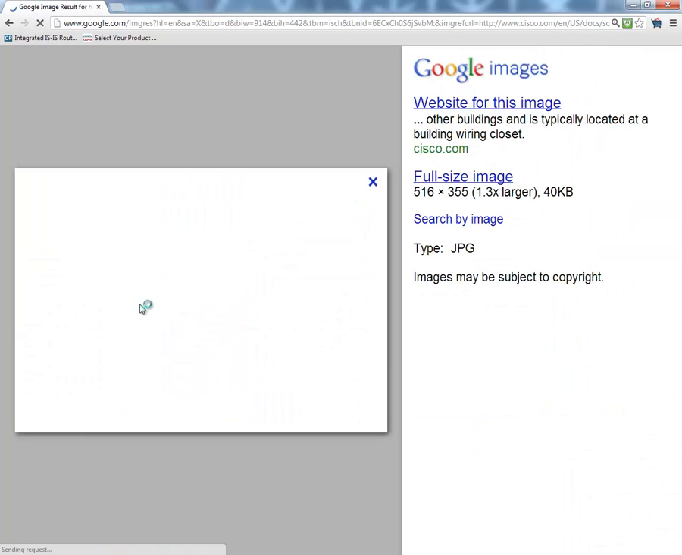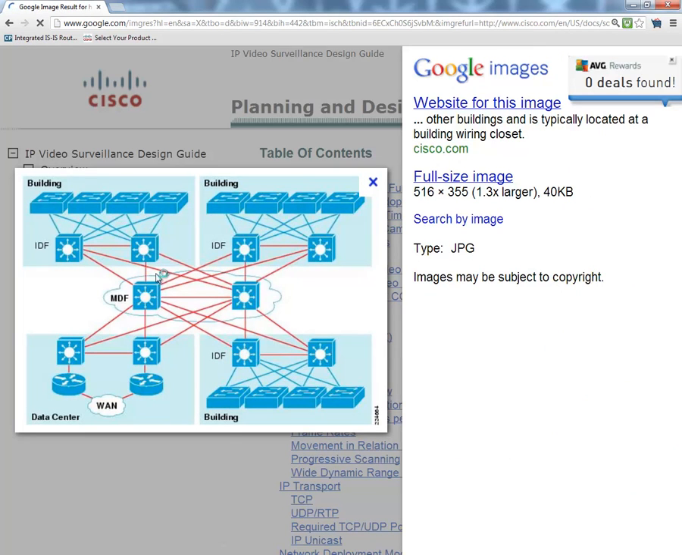Well, here we go. This is the three-layer hierarchical model. You've got your MDF right here. You've got your major IDFs. Now they're saying in different buildings, which is theoretically possible. This is the way you would do it, but this is more theory than realistic, because if you have different buildings and then you have a layer 3 switch, and you have layer 2 switches, and then you have redundancy at the wazoo. Then you have your WAN connectivity.